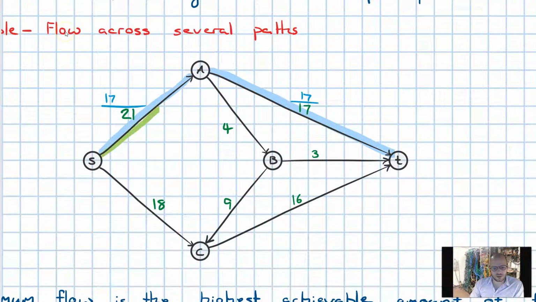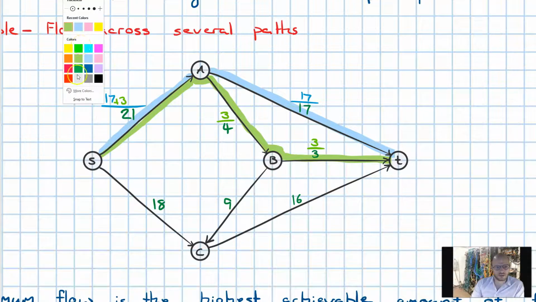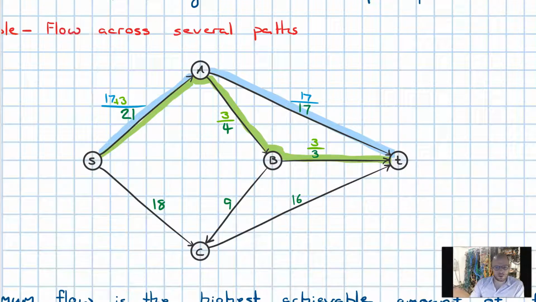We can go from source to A. We identify our bottleneck. We have 4 units left over here, but we only have 3 units on this edge over here, this arc. So the maximum we can get here is 3, 17 plus 3 to get 20. Alright, let's look for another pathway.